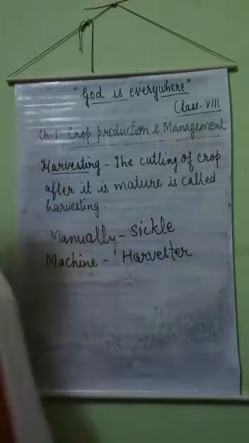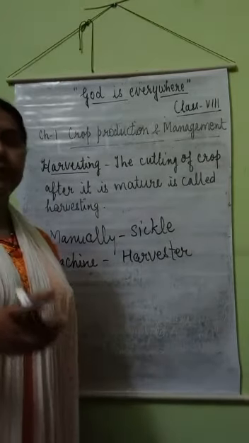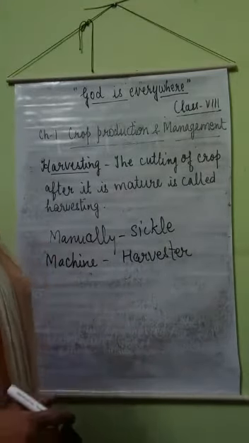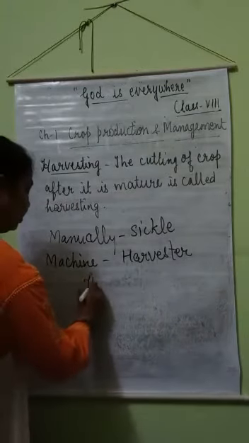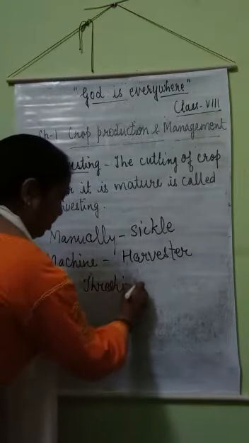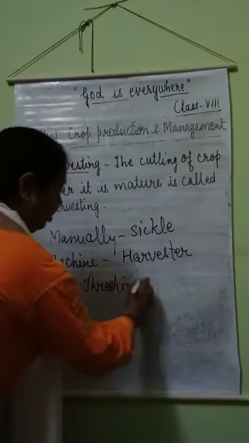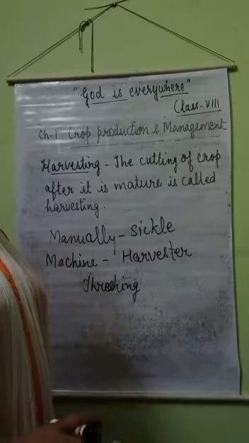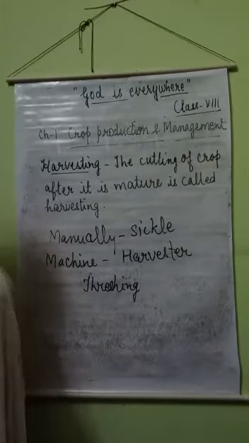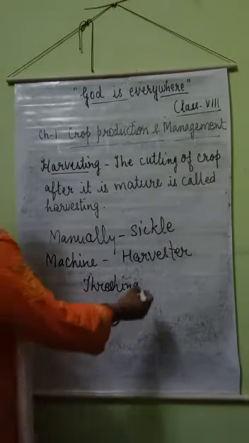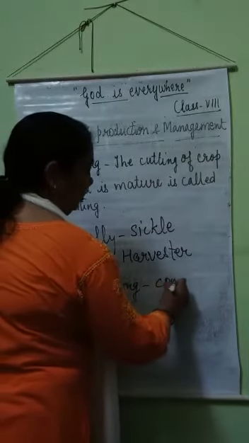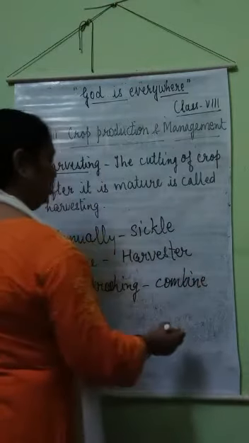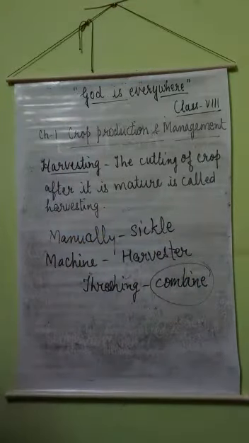After harvesting, the grain seeds need to be separated from chaff. This process is called threshing. When farmers cut the crops, it contains seeds along with stalks, and separating these seeds from the stalks is called threshing, and the machine by which this process is done is known as a combine. So a combine is a machine which includes a harvester and a thresher.